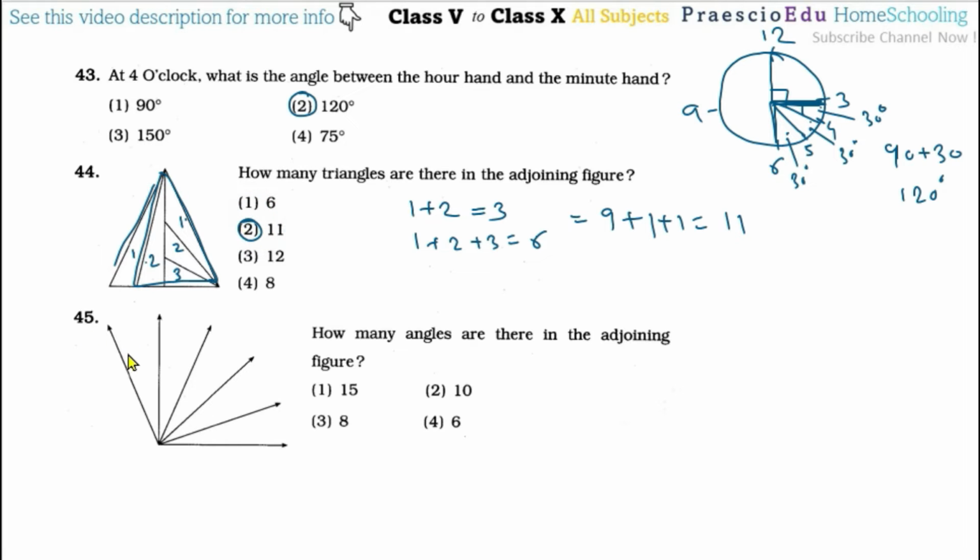Question number 45, so 1, 2, 3, 4 and 5. Now how many angles are there in the adjoining figure? So 1, 2, 3, 4, 5 means the 5th triangular number is 15. So option number 1 is the correct one, meaning we have to do all the additions.